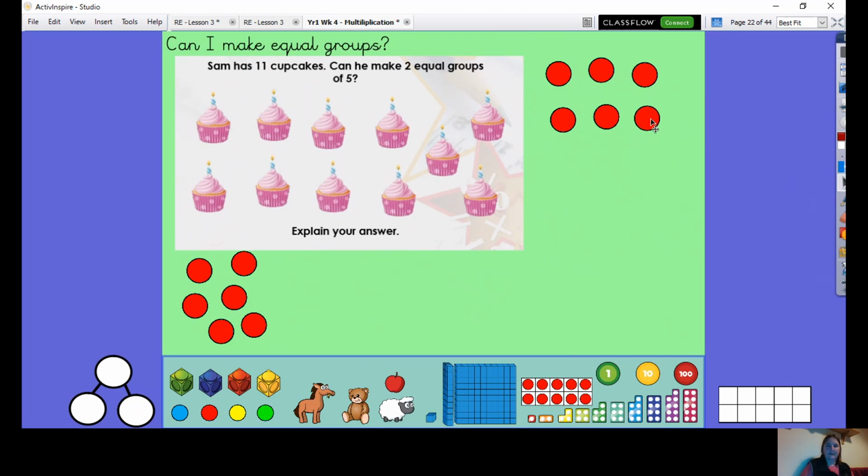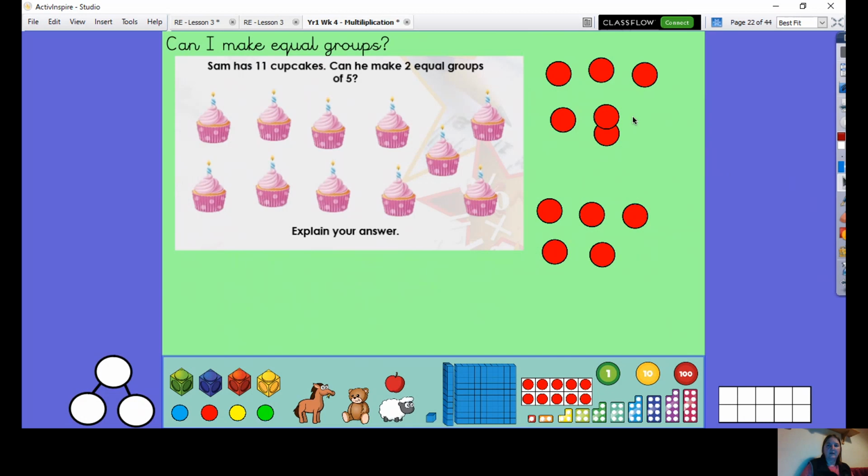Right, 5, 6. I'm going to go 6, and then I'm going 1, 2, 3, 4, 5. So I've got 5 there and 5 there, but I've got this. He said, can he have 2 equal groups of 5? He can't, can he? Because I've got 5 there, and then I've got 5 here, and then I've got this one over. And if I put it there, we'll end up with 6 on one plate and 5 on the other. So having 11 cakes, can he have 2 equal groups of 5? No, he can't.